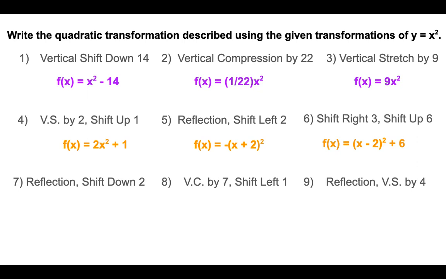For number 7, we have a reflection, which means we're going to have a negative, and a shift down 2 is going to make us have a minus 2 on the outside. So a negative x squared minus 2. Number 8 is vertical compression by 7. That means we're going to have a fraction on the outside of 1/7. When we shift left 1, we have 1/7, and then inside we have x plus 1 squared. On number 9, we have a reflection, which means we're going to have a negative and a vertical stretch by 4. That 4 is going to be on the outside, so we have negative 4x squared.